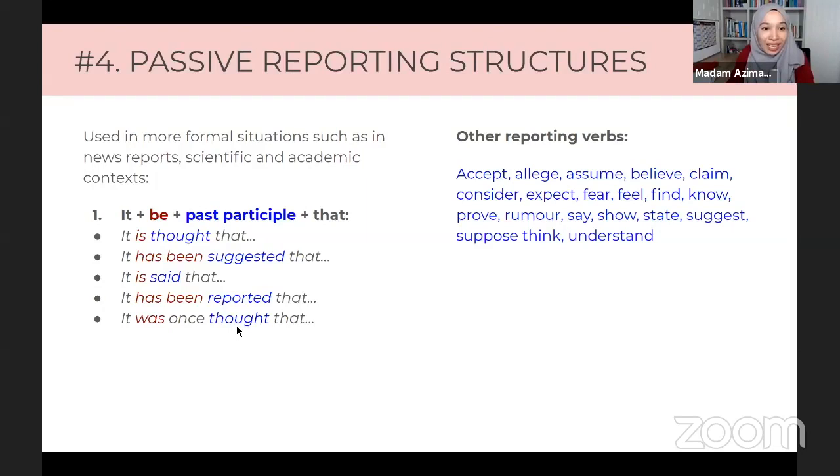No, not "it was once think." You see that past participle? You guys can see it? Can you see the be verbs? Is, has been, was. All right.